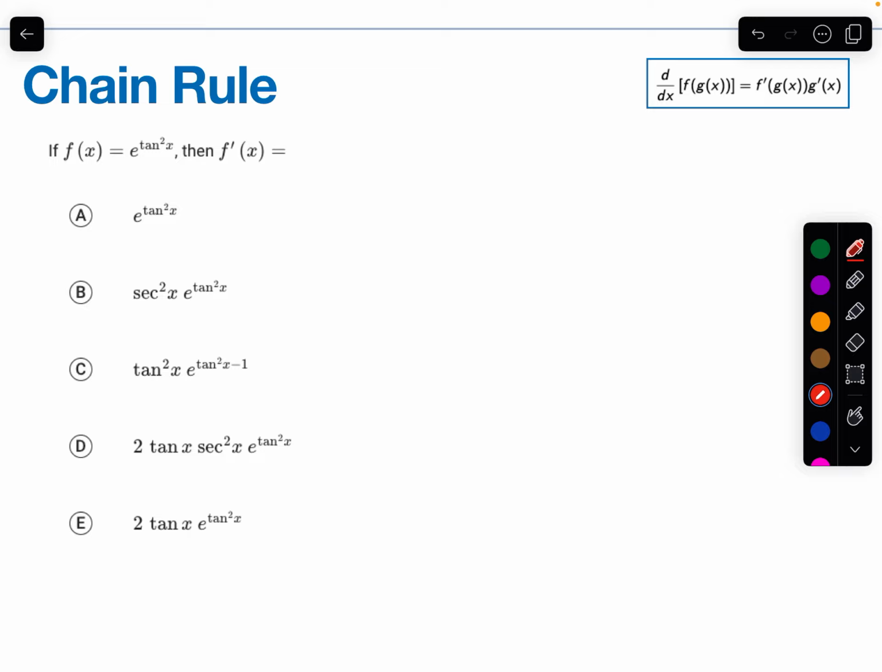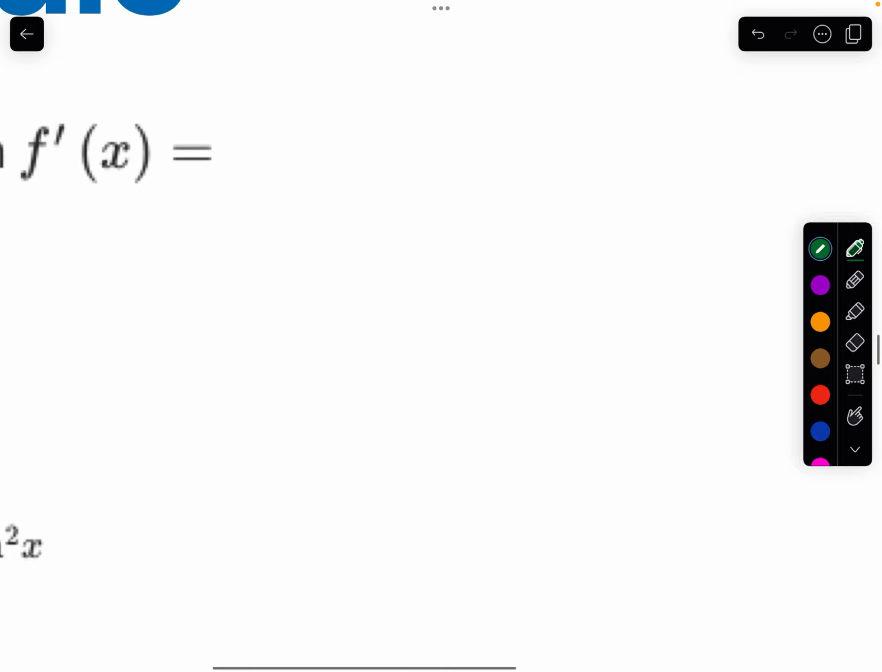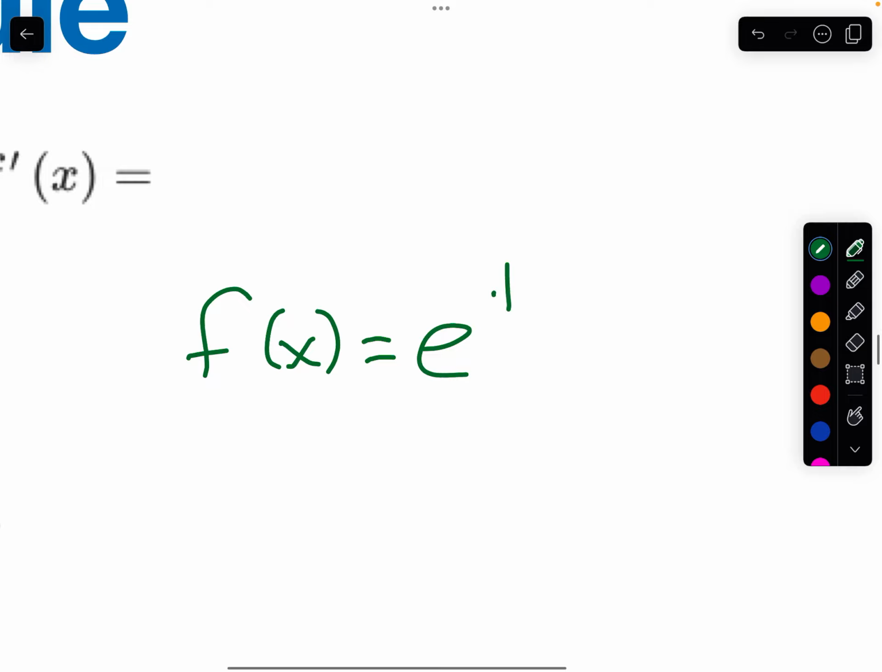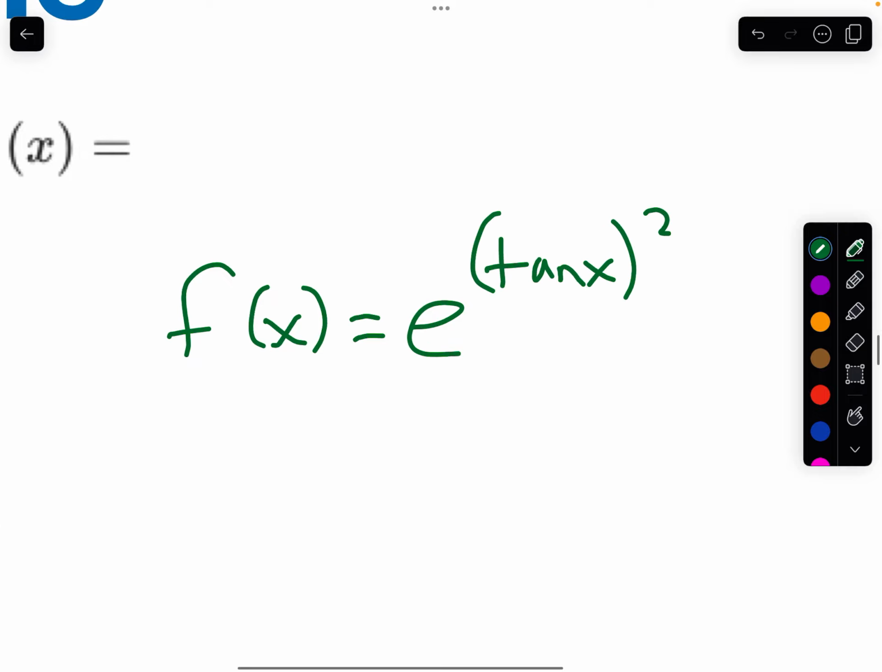Now here, this function f of x is a composition of actually 3 different functions. I see 3 pieces to this. f of x equals, we've got e to the power of, we've got tangent, and tangent is being squared. So in terms of working my way from the outside in, I think I'll go in this order here.